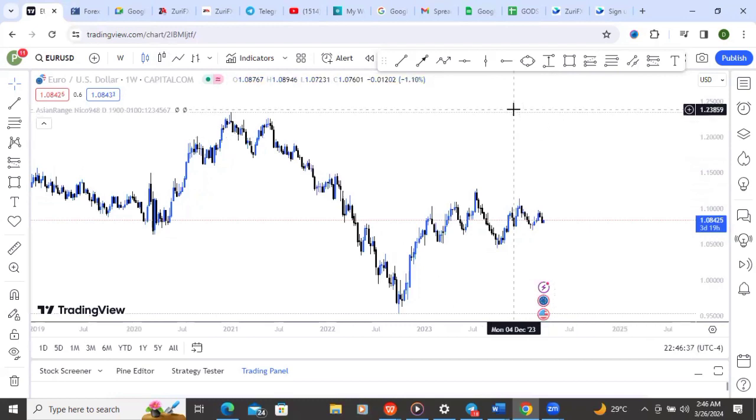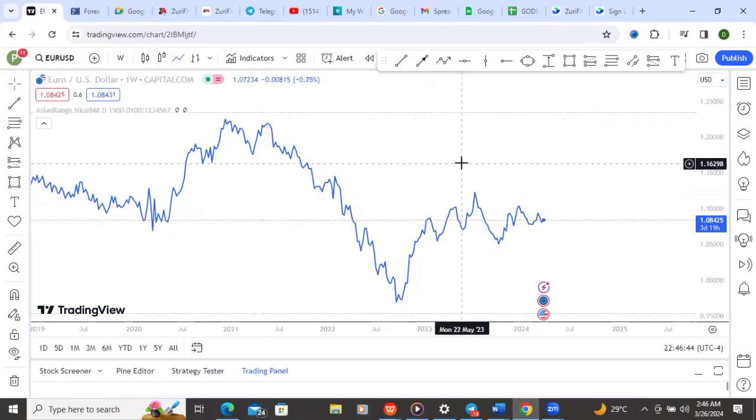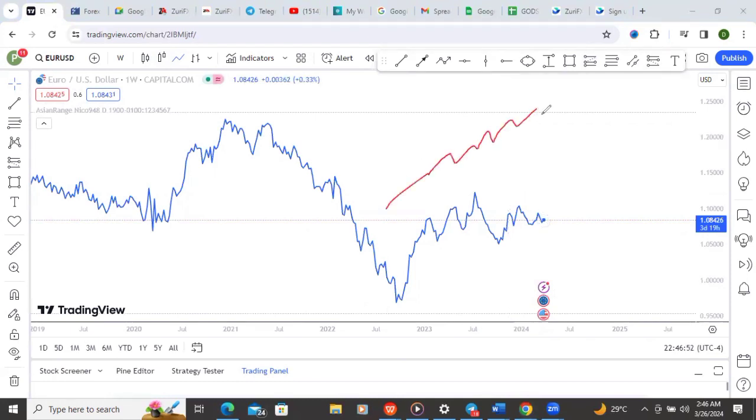One key thing that I do to identify the trend is I always switch the chart to the line chart, so that I can see where price is going. If I happen to see something like this, I know that I'm bullish. And if I happen to see something like this, I know that the market is bearish.